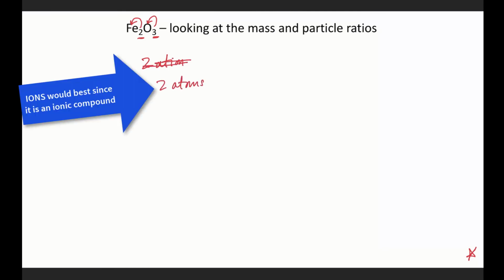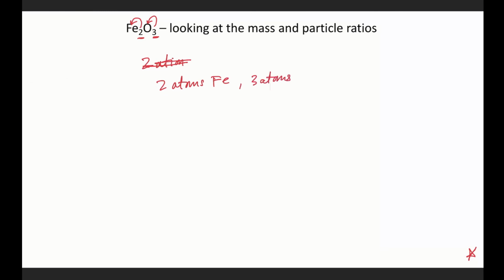We'll just say atoms for now. 2 atoms of Fe, and there are 3 atoms of oxygen, and this makes up 1 Fe2O3. Yes, that's what that formula says. So instead of saying this, we could just say 2 to 3 is the ratio.